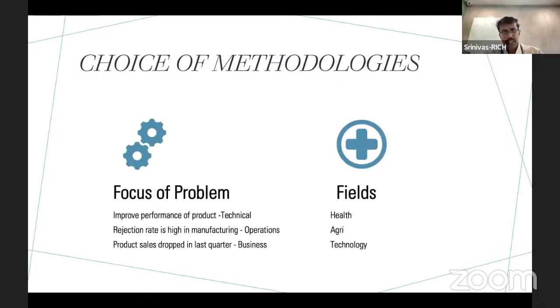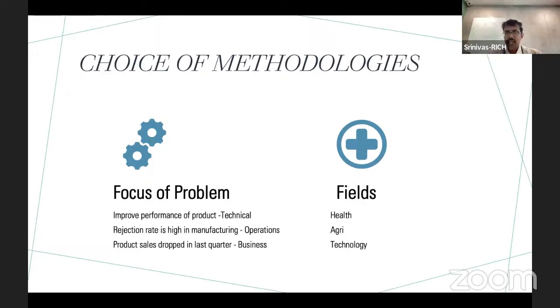Also, the other thing that is very crucial here in problem solving is the choice of methodologies, and this is greatly influenced by the problem area. For instance, is the problem a technical one? Is it an operations related problem or management related problem? Or is it a business related problem? It could be some other focus area, right?